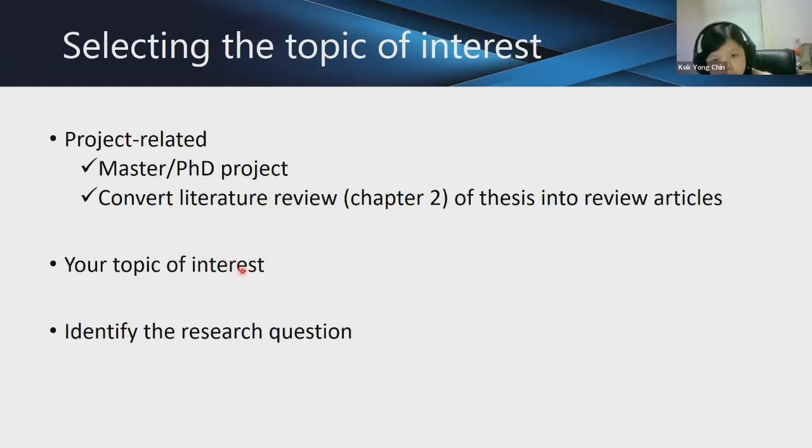Secondly, your topic can be something of your own interest, something that you really want to know just to fulfill your curiosity. You have certain ideas on certain things and you can always have your own topic of interest. Thirdly, when selecting the topic of interest, it is also very important to identify a research question. I will give you a few interesting examples later on.